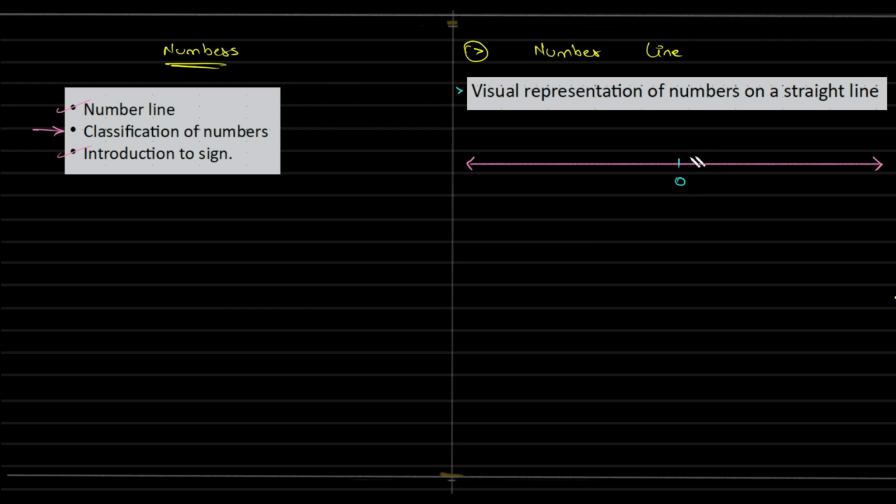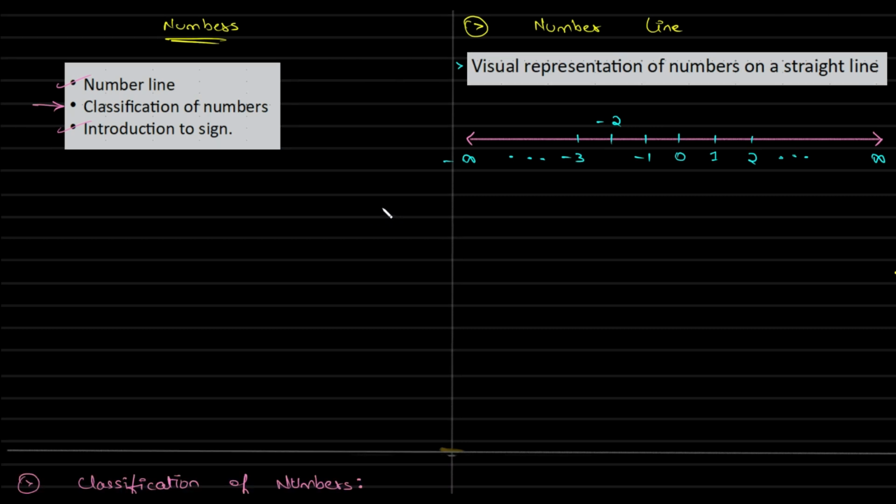To the right of 0's tick, if I put another tick and at equal gap one more tick, and so forth, I will be able to represent numbers like 1, 2, 3, 4. To the left of 0's tick, if I represent again at equal intervals, I'll be able to write -1, -2, -3. I'll be able to represent another set of numbers. At the end we have infinity and minus infinity. That's it. This is a number line.